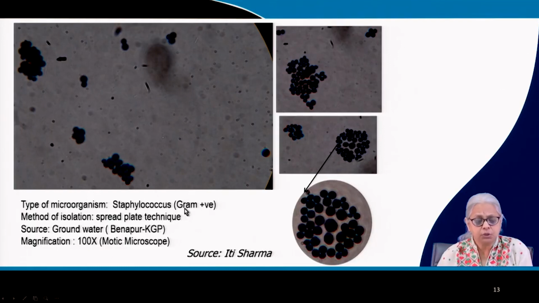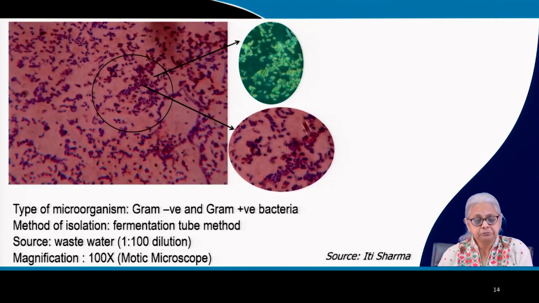So here we have Staphylococcus, which is a gram-positive bacterium. It was isolated from groundwater, and you can see because of the dark purple, it's not black, it looks black, but it's really a dark purple colored bacterium because of the gram staining method. So you can see very clearly it's coccoid, and it's gram positive because of the dark purple color, and this is from groundwater.